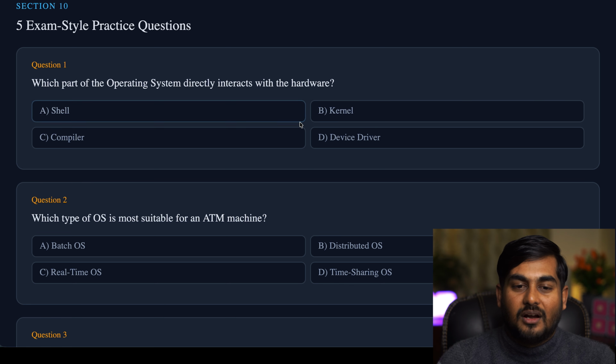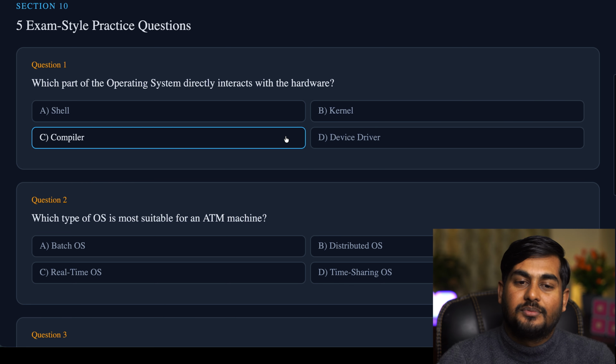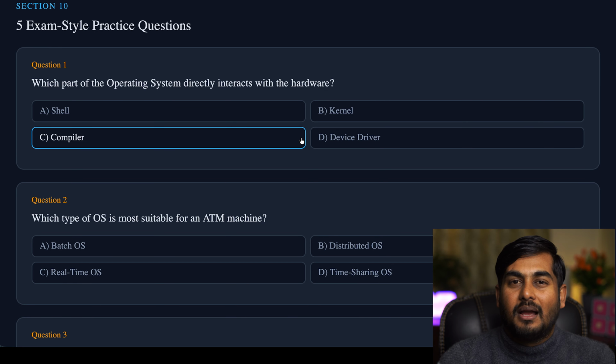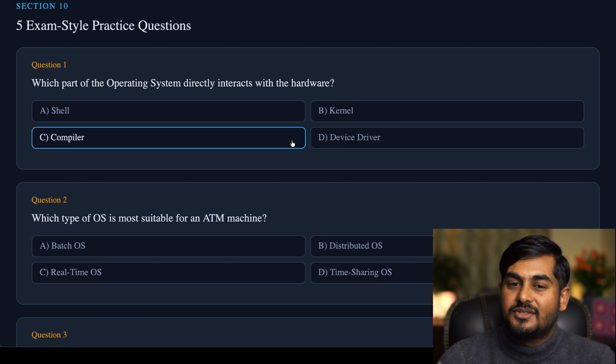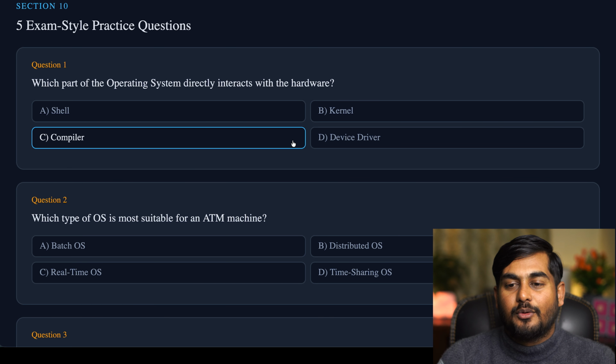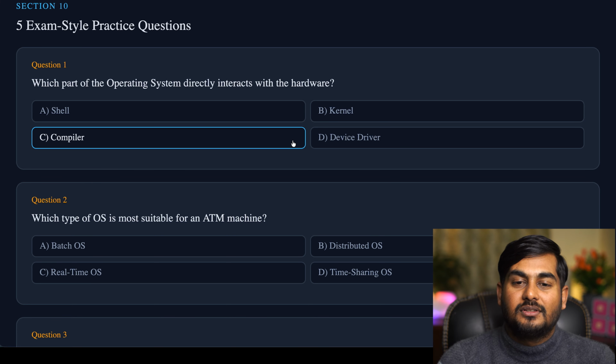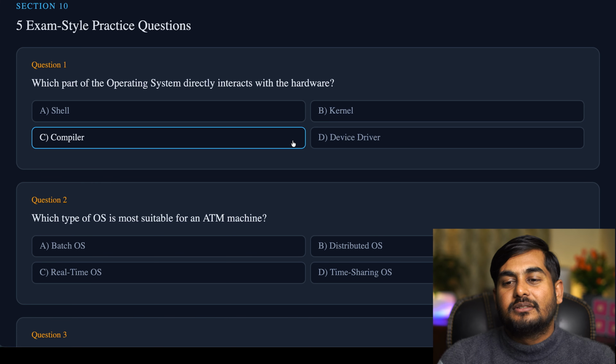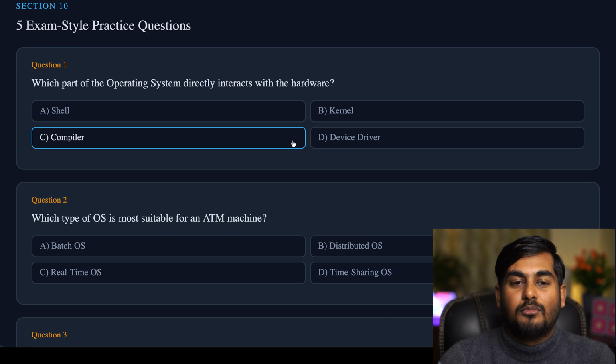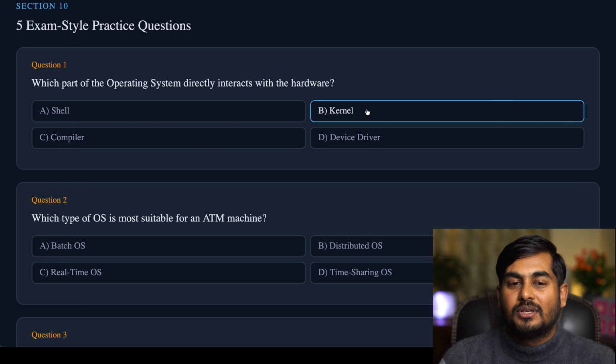However, let's see the other options. Option C is a compiler, and compiler is a piece of software that converts high level code into machine level executables. So compiler is also not the option of this question, and option D is the device driver. So device driver also interacts with the hardware, but device driver falls under the services or system services category. That's why the more appropriate answer for this question is kernel.